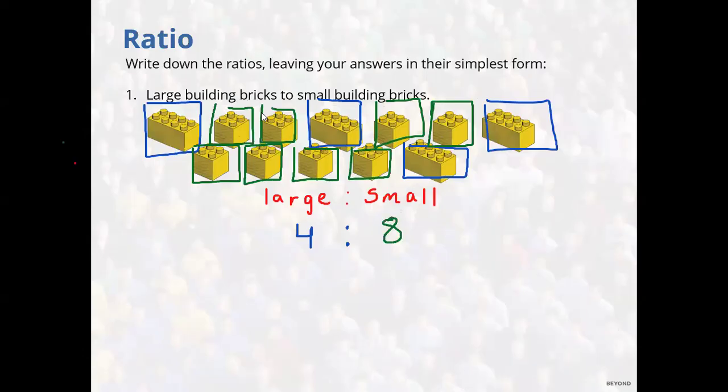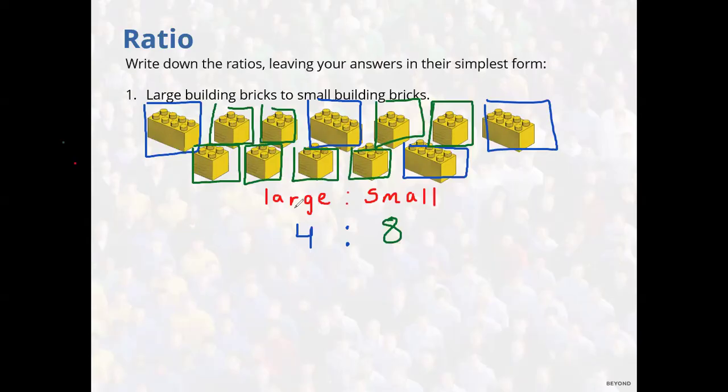Very good. So the ratio, we are writing this down. I think they mean the bricks. No, not the bricks. You don't write down the bricks, just the working. All right, so 4 to 8.